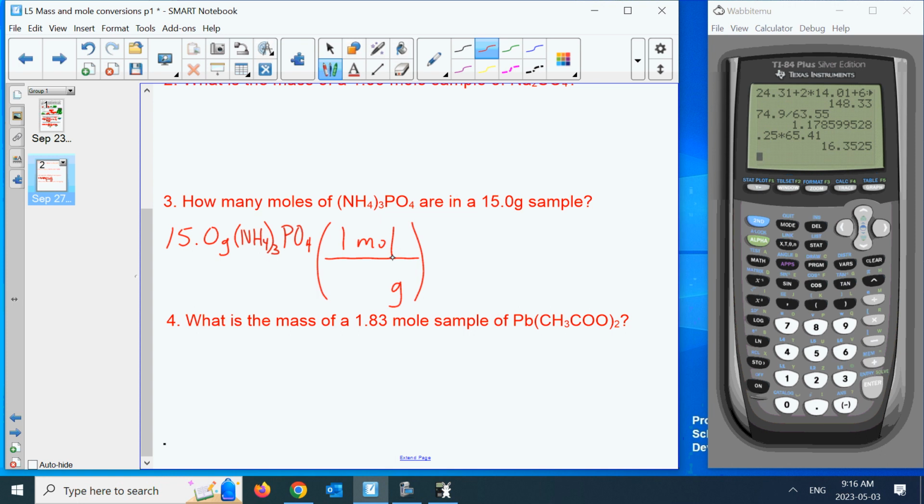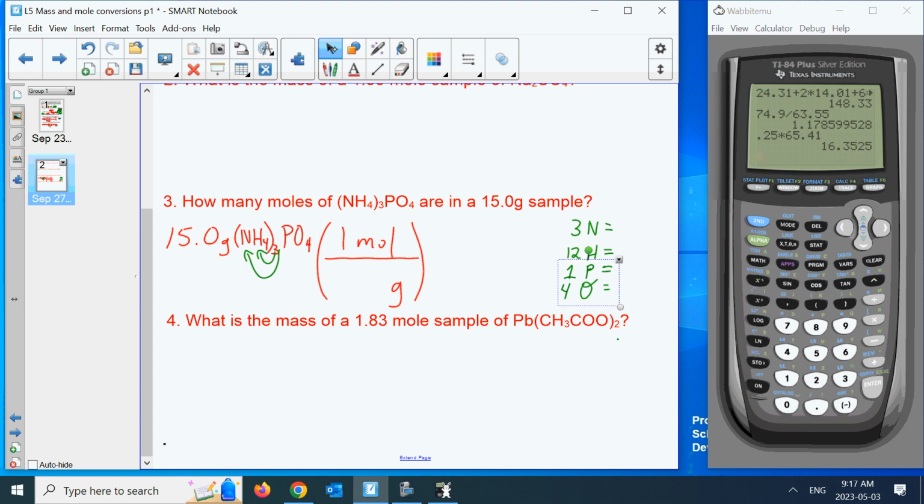I'll do this in green. Do this directly on the calculator. I think of this as 3 groups of nitrogen, 12 groups of hydrogen, 1 group of phosphorus, 4 groups of oxygen. I'm going to list down what I just said. So that's 3 groups of nitrogen, 12 groups of hydrogen, 1 group of phosphorus, 4 groups of oxygen.